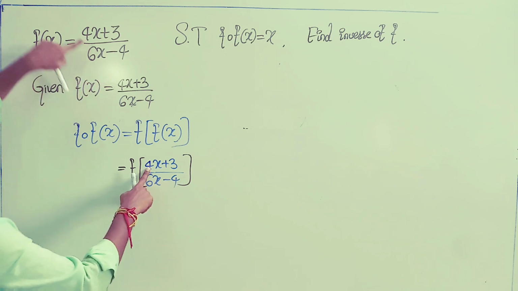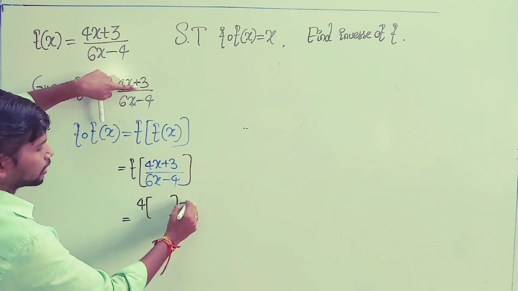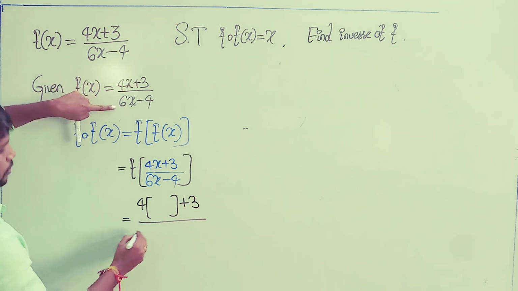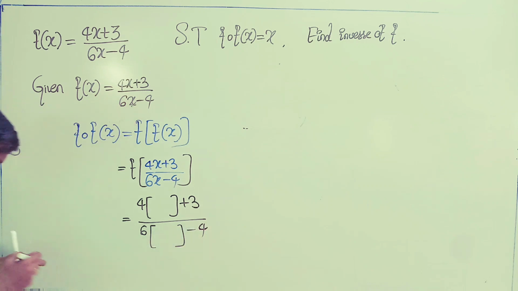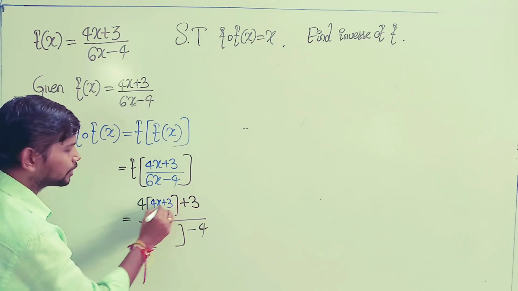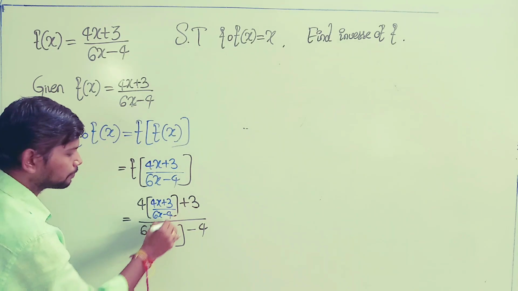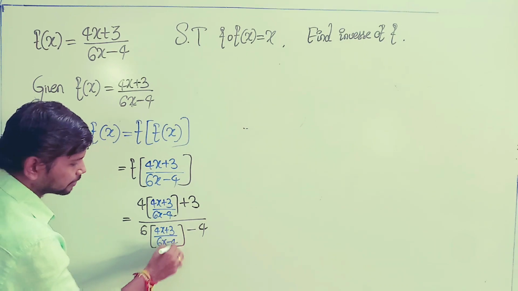F of the same function means I'd like to use this: 4 into x space empty plus 3, divided by 6 into x space empty minus 4. That x space is replaced by this term. I am writing the term. I think now you understood the part. Is it okay? Fine. We need to write like this.